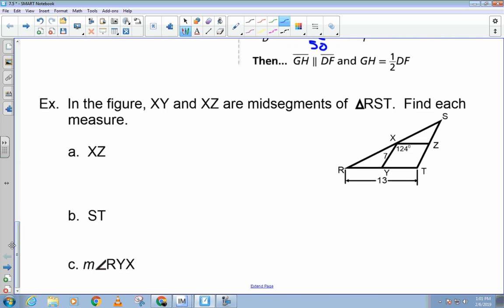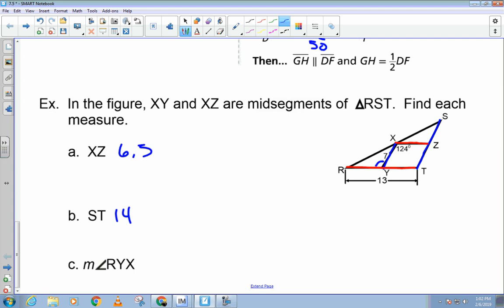All right, here's some more. In the figure, XY and XZ are midsegments of triangle RST. So, XY is a midsegment, so it's parallel to this side. And XZ is a midsegment, and it is parallel to that side. So, what would XZ be? 6.5, because it's going to be half of 13, right? What about ST? It's going to be 14 because the midsegment is 7, so that third side is 2 times that.